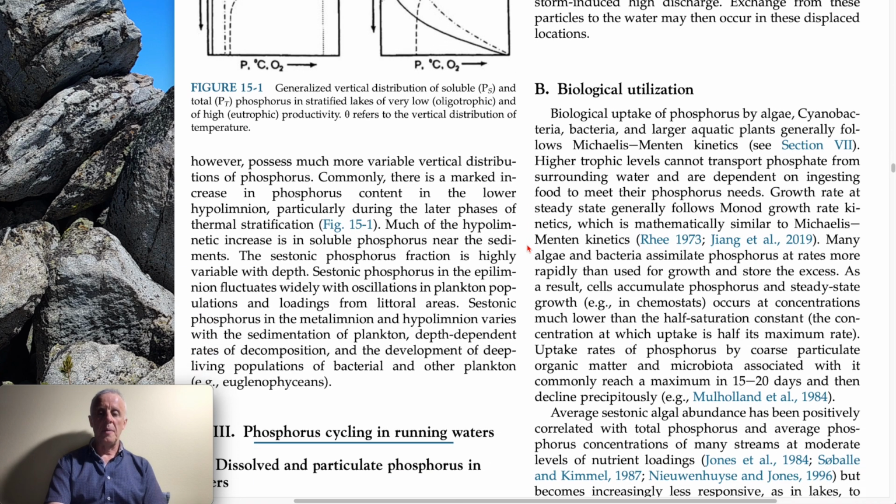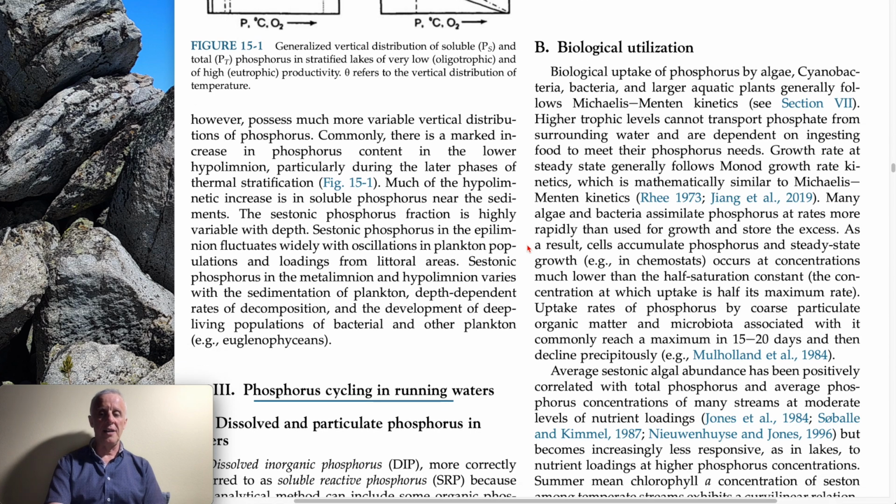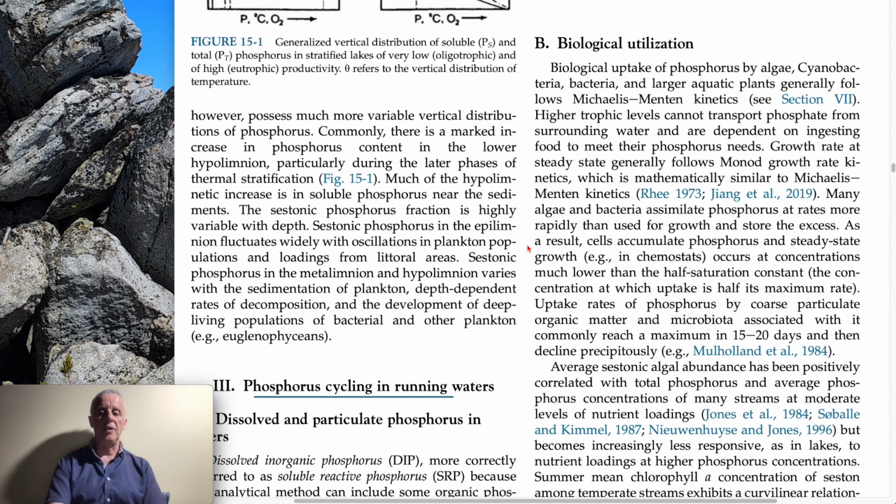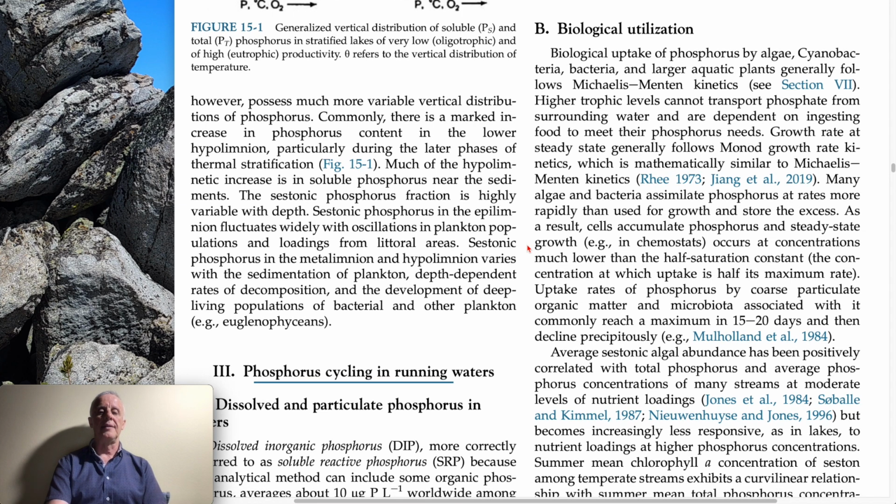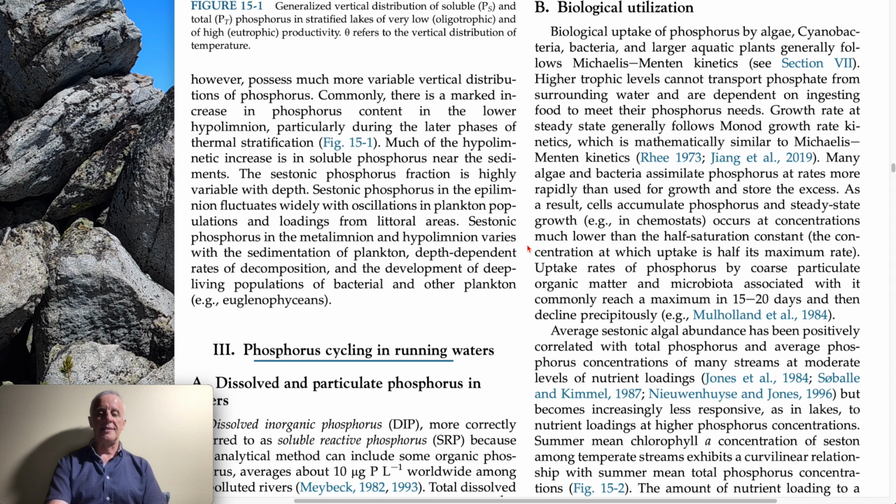Biological utilization. Biological uptake of phosphorus by algae, cyanobacteria, bacteria, and larger aquatic plants generally follows Michaelis-Menten kinetics. Higher trophic levels cannot transport phosphate from surrounding water and are dependent on ingesting food to meet their phosphorus needs. Growth rates at steady state generally follow Monod growth rate kinetics, which is mathematically similar to Michaelis-Menten kinetics.